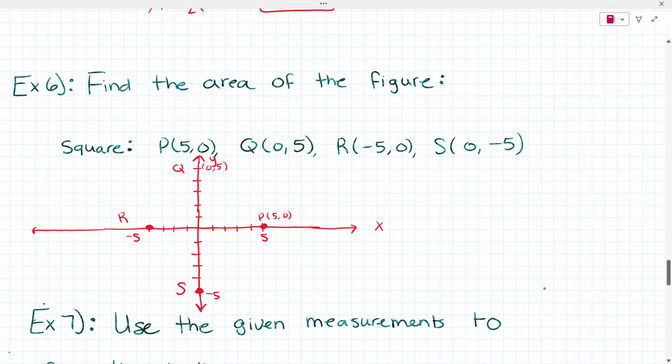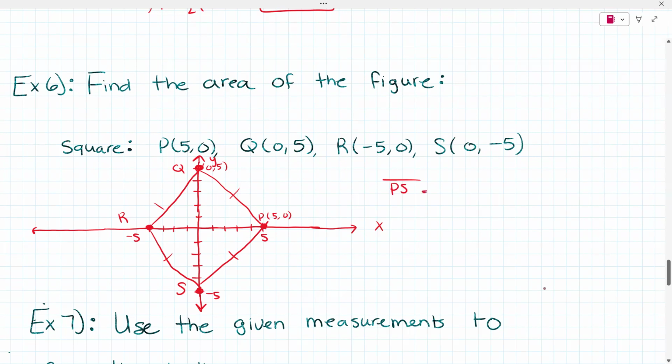Okay, so if you connect the dots, it forms a square. So what do we know about squares? All sides are the same. So if we just need to find one side, we're good, right? So what can we do? Maybe we could find the side length from PS.